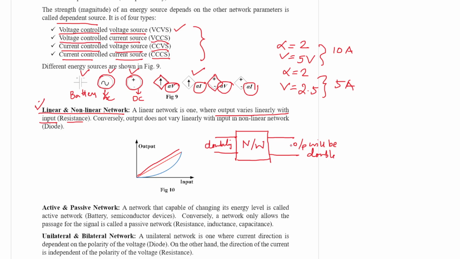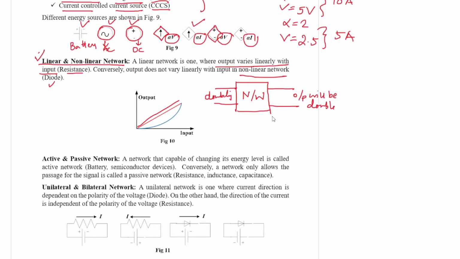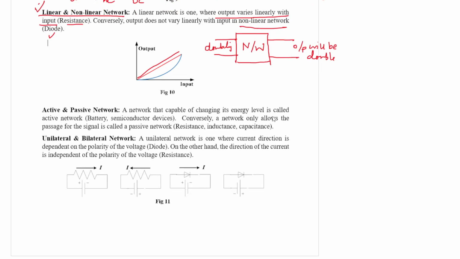If the output does not follow this nature, so if I double my input, output will not be double but something other than double, then it will not follow the linear characteristic. That is why for those cases it is called a non-linear network, which we can see in case of a diode network. So diode is a non-linear element, and resistance is a linear element.